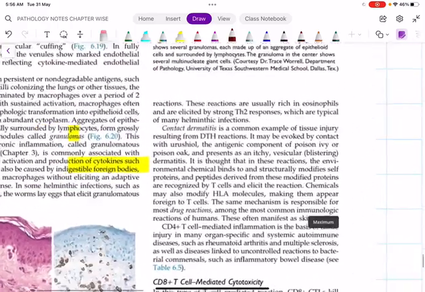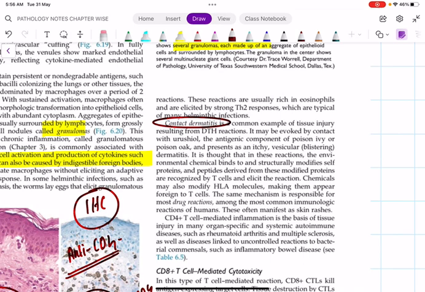Once that is done, the second example is contact dermatitis. Here comes a question: atopic dermatitis. Whenever you hear the word atopic, it means previous sensitization, allergy. Atopic means allergy. It is a type of type 1 hypersensitive reaction. Atopic dermatitis is a type 1 hypersensitive reaction, whereas contact dermatitis is an example of a type 4 hypersensitive reaction.